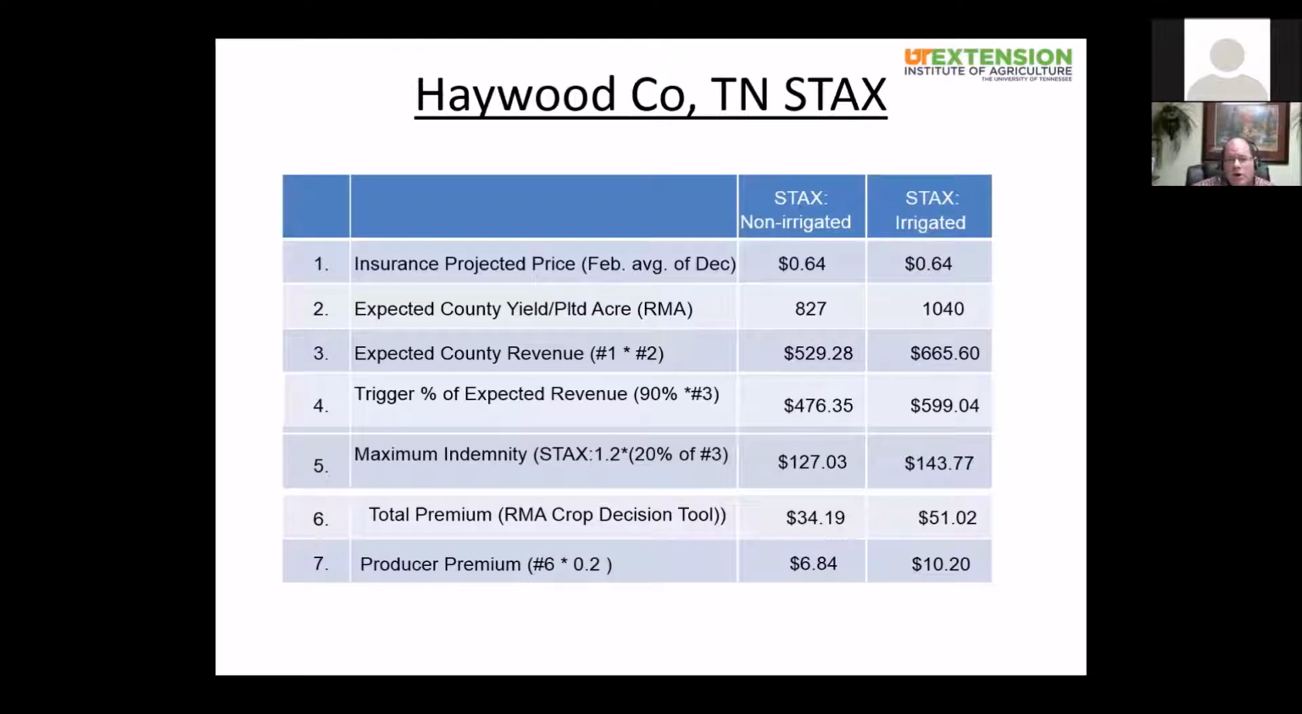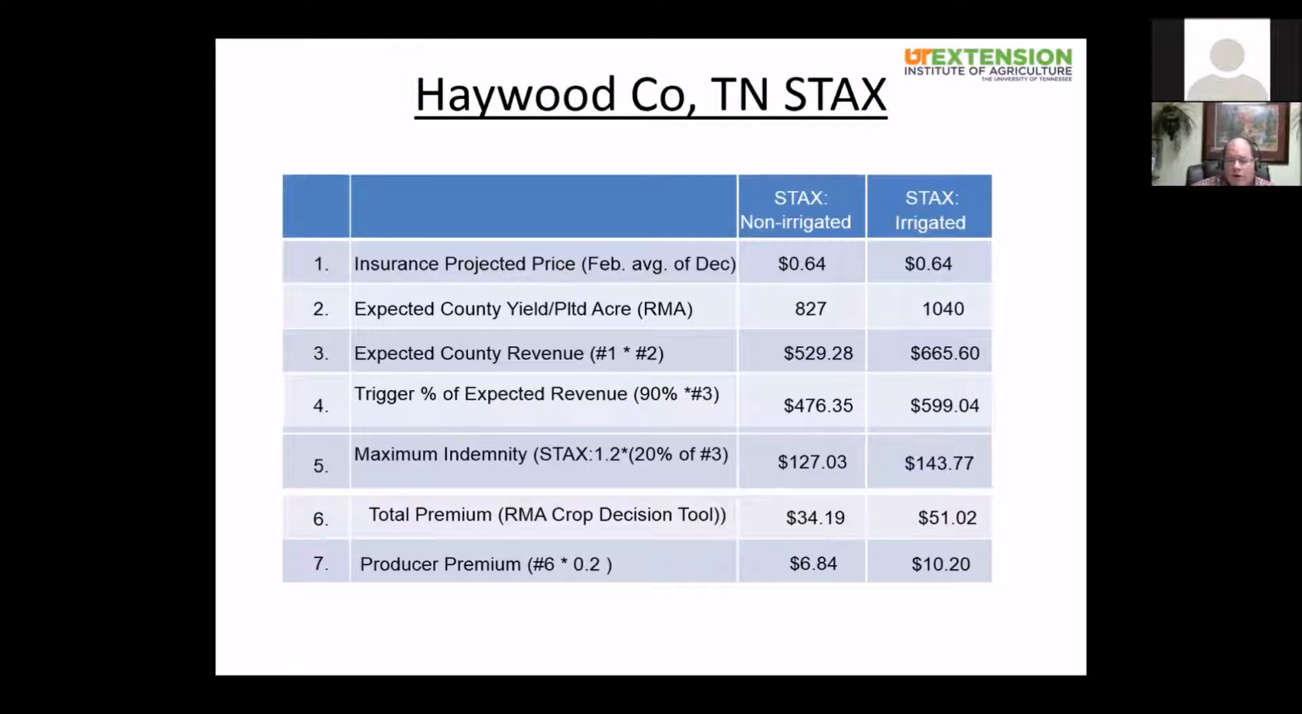So if we look at these 2 columns, the insurance projected price is going to be the same for both irrigated and non-irrigated. That's the February average of December cotton, and that came in around 64 cents. If we look at the expected county yield per planted acre, and this is RMA data, it's 827 pounds for non-irrigated and 1,040 pounds for the irrigated. So it's simple math, we take 64 cents times 827, and we come up with $529 and some change of expected county revenue.